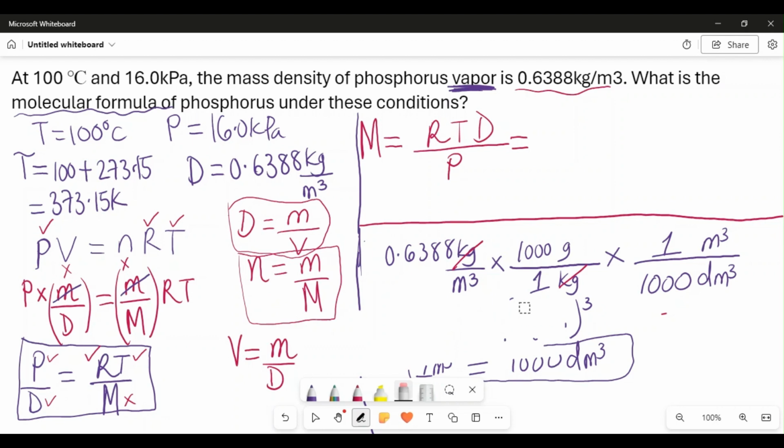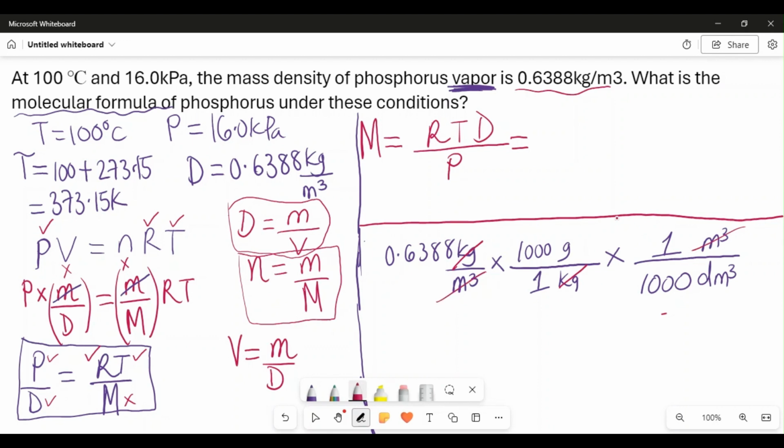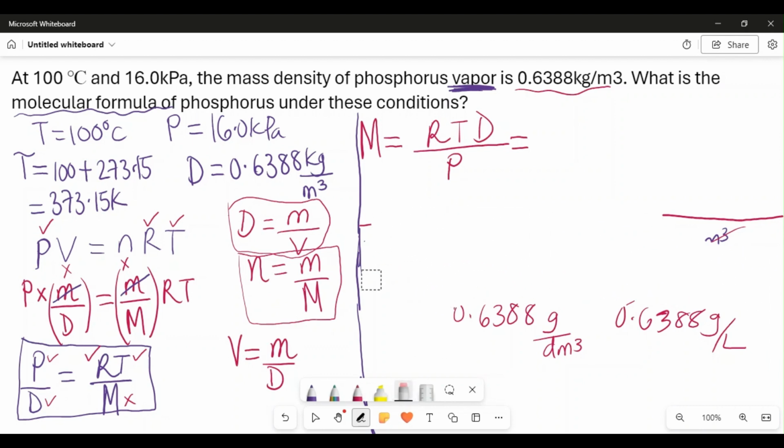So now let's finish solving it. By the way, we are just trying to get the right unit. We haven't even started solving what we're supposed to solve for. So meter cubed cancels meter cubed, and we have 1000 at the numerator and 1000 at the denominator, so we cancel those as well. So we end up with 0.6388 gram per dm cubed, or gram per liter. And that is what we're going to input when we're solving this question. So now we're going to ignore all the stuff I just did at the bottom and go back to the top to solve the actual problem that we're given.